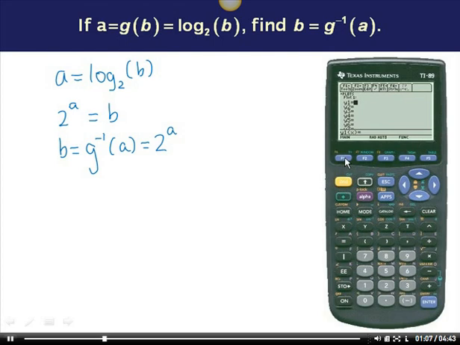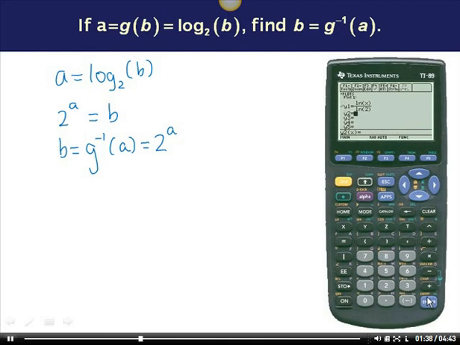Also remember that our calculator doesn't have base 2 logarithms. I can easily use the change of base formula to change log base 2 of x to a natural logarithm. Log base 2 of x equals natural log of x divided by natural log of 2. Let's plot that. Natural log of x divided by natural log of 2.